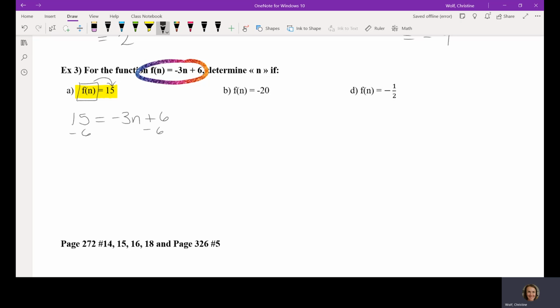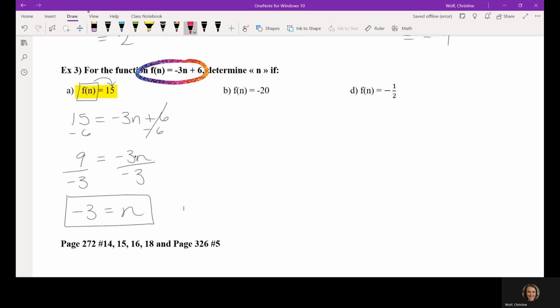I'm going to minus 6 from both sides. I get 9 on the left-hand side equals -3n. That's gone. I divide off by -3 because those are multiplied together. I do the same thing on the other side. 9 divided by -3 is -3. And I get n. Okay? So what that essentially means is f of -3 equals 15. Okay, so if we were to plug -3 into this guy, we'd get 15. Okay, it's just kind of doing the same thing as we did in that previous example, but in reverse.